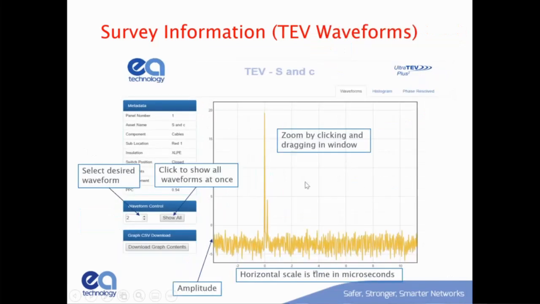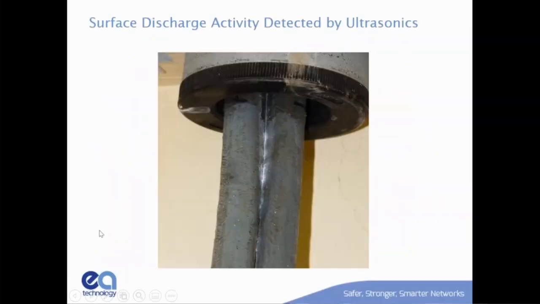So these are the different screens. Here's a waveform screen showing a typical TEV type waveform. You can show them all at once. You can show individual things. You can download these to Excel. So I just want to show you a couple examples. And that's the end of my presentation, but some of the things we found.